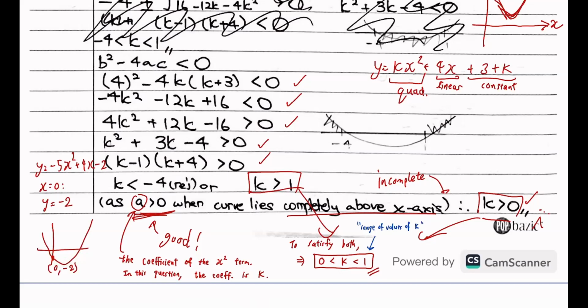Okay, good. But then I have to say one more thing. Since this a is more than 0, you mentioned, right? This a actually represents what thing?